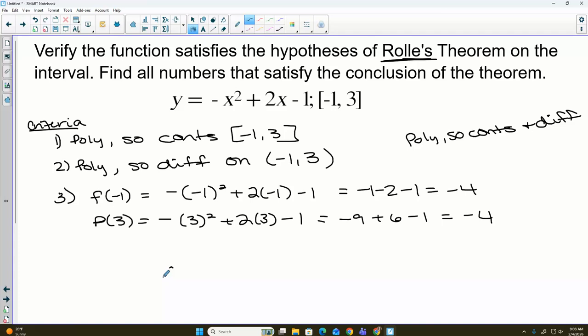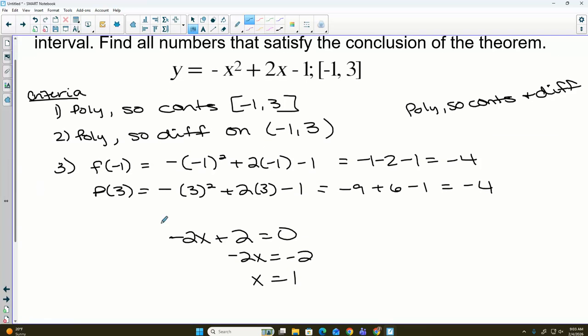Isn't that kind of the same thing as the mean value theorem? Mean value theorem says somewhere the derivative is equal to the slope of the endpoints. If these end at the same thing, the slope between them is 0. So we just have to set our derivative equal to 0 and solve. So x is 1. Is 1 in our interval? Yes. So that's my value. So we found the number that worked.